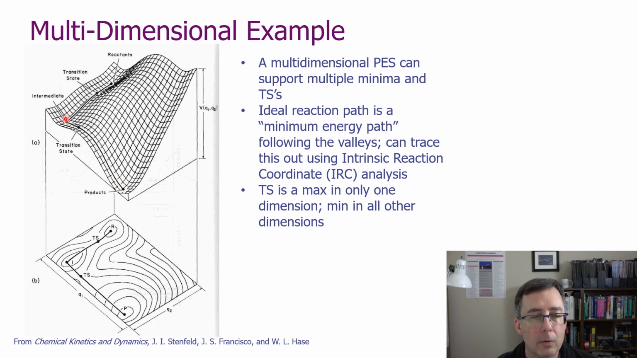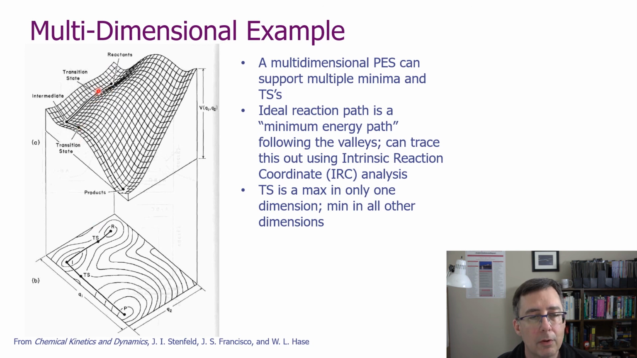The intermediate's a local minimum. The reactant's a local minimum. This is maybe a little easier to see in the contour diagram. Certainly that's a minimum, that's a minimum, that's a minimum. Here, you're definitely not at a minimum, nor are you here. And so these are the transition states.